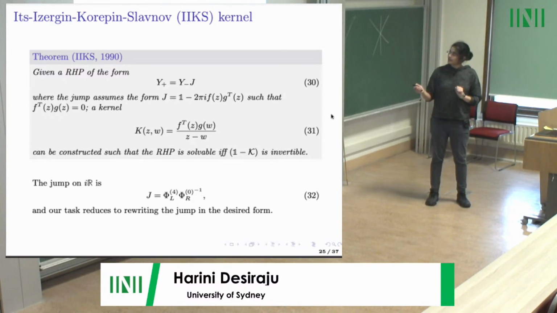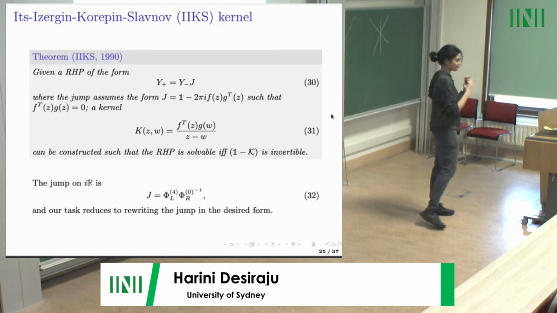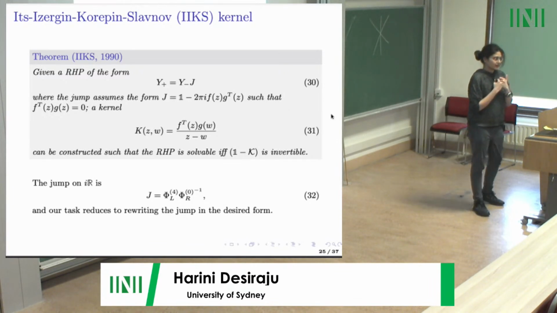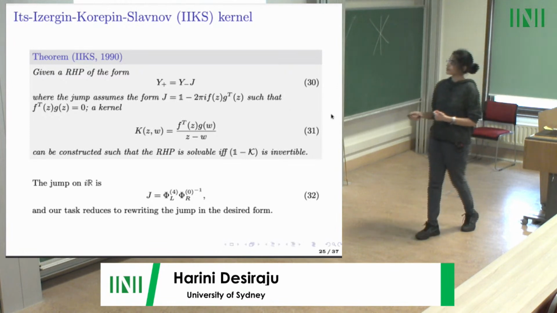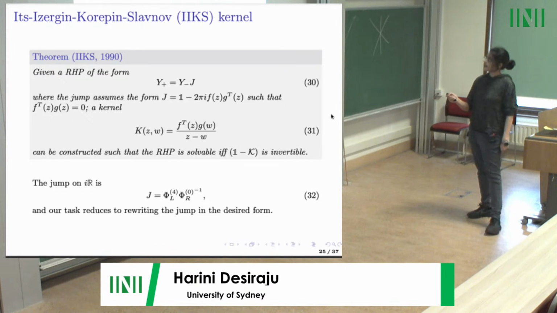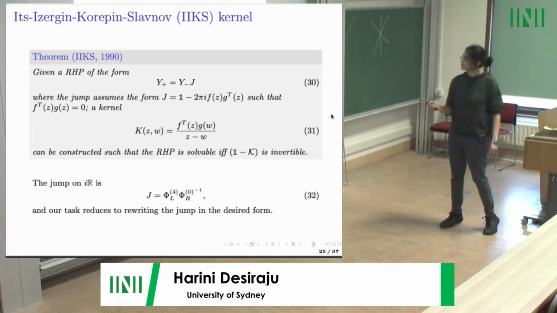Which means that the determinant of this kernel plays the role of the tau function, because we are understanding the tau function as points where its zeros determine the solvability of a Riemann-Hilbert problem. So the jump needs to take this form of f and g such that f transpose g is 0. This is a constraint that will be very important in the next part.